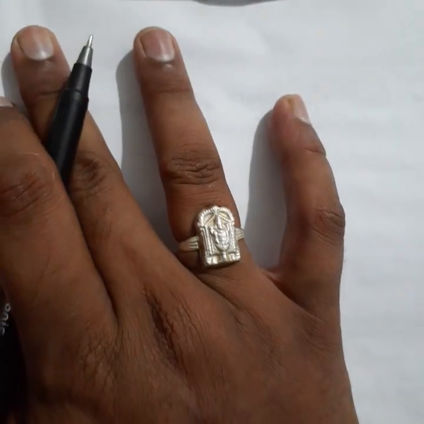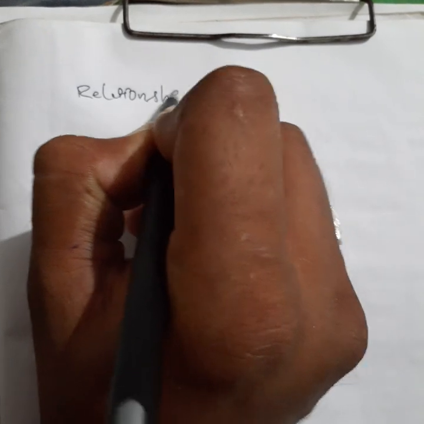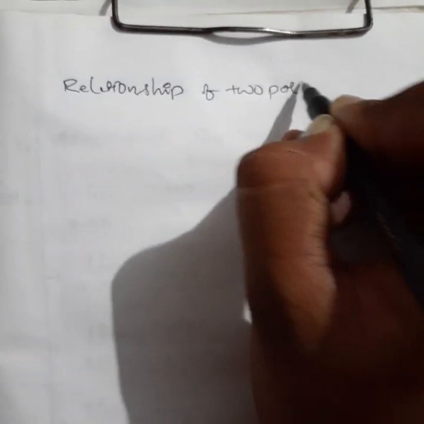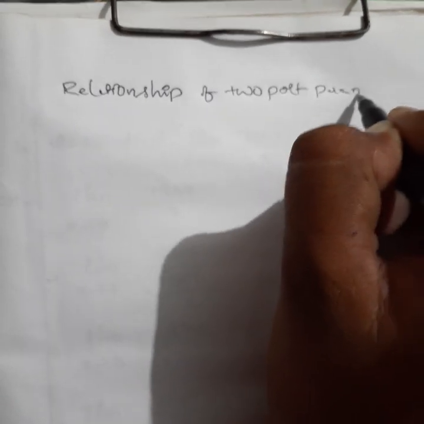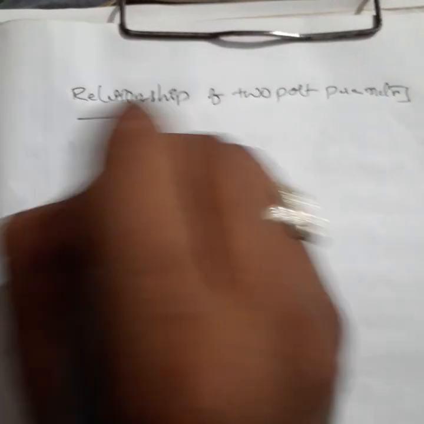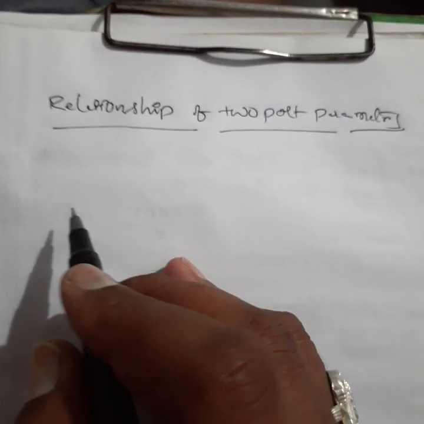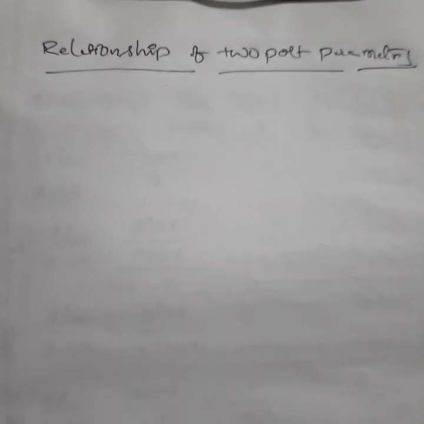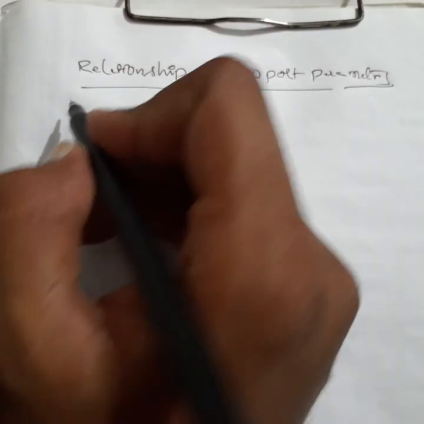Today we are going to discuss the relationship of two port parameters. In the previous lecture we discussed the Z parameters in relation to the remaining Y, H, A, B, C, D parameters. So here I am explaining.